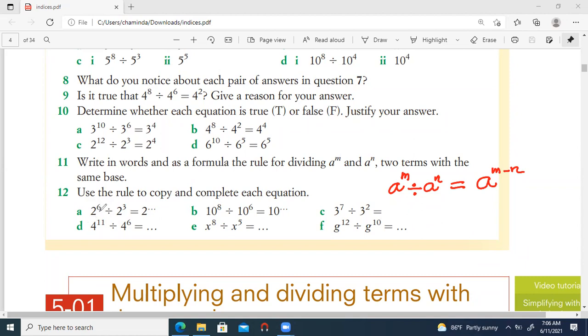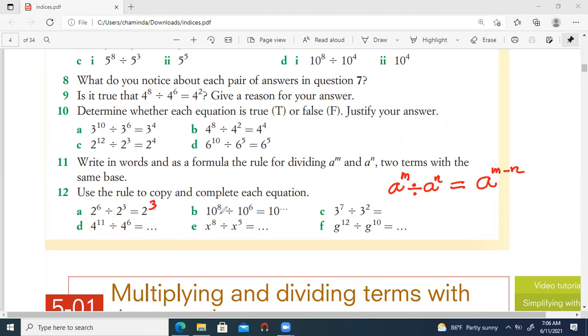This is 2 to the power 6 divided by 2 to the power 3. You know the division rule. We have written it here. This is the rule. In the division of powers, please subtract indices. 6 minus 3. The answer is 2 to the power 3. Please correct it. 2 to the power 3 is the answer.